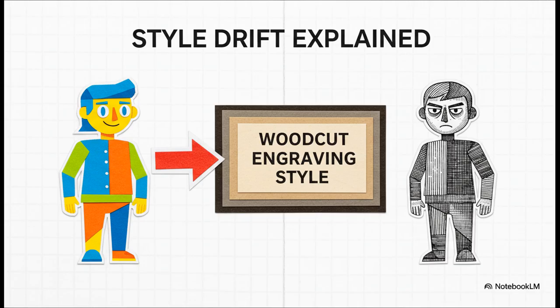And this gets way worse when you start adding a new environment. This is something called style drift. Let's say you put your photorealistic character into a scene you've described as woodcut engraving style. The AI gets confused. It tries to make the character fit the world, and in the process, it often changes their core features, completely destroying the consistency you're trying so hard to build.